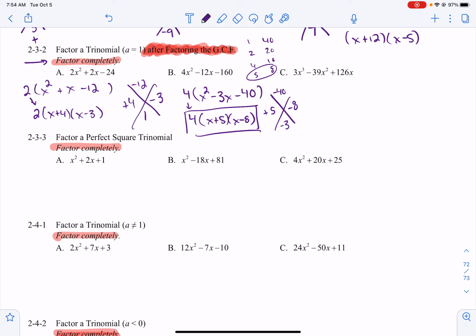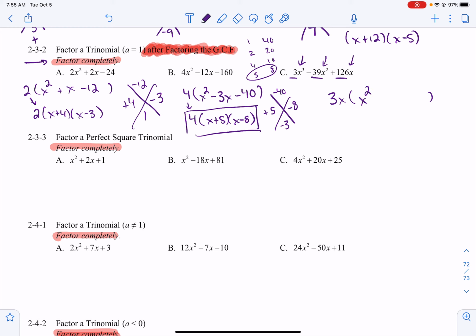Part C, 3x cubed minus 39x squared plus 126x. Ooh, this one tries to trick us a little bit because if I look at the numbers, a 3 goes into all of those, but this one has an x cubed, this one has an x squared, this one has an x. So an x also goes into all of those. So 3x cubed, when I divide by 3x, I end up with just an x squared.